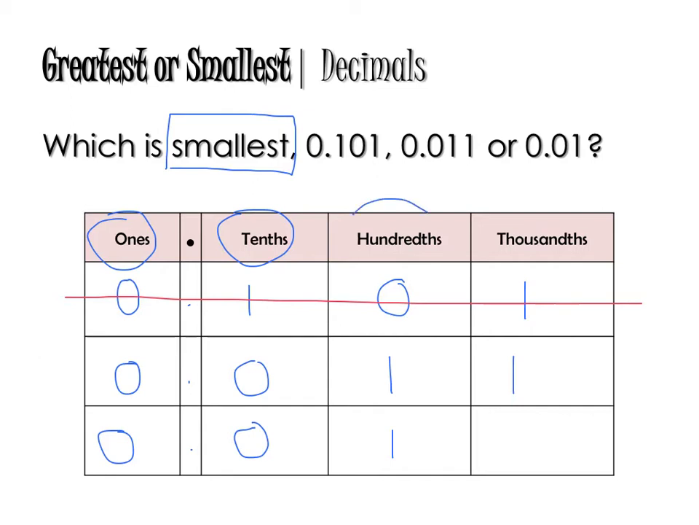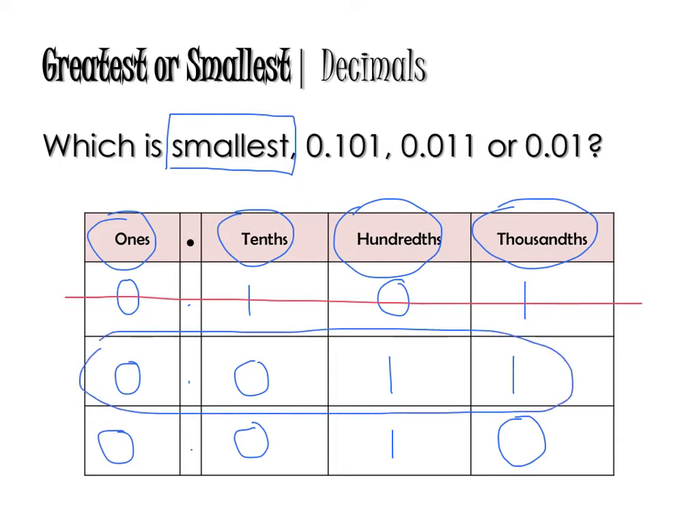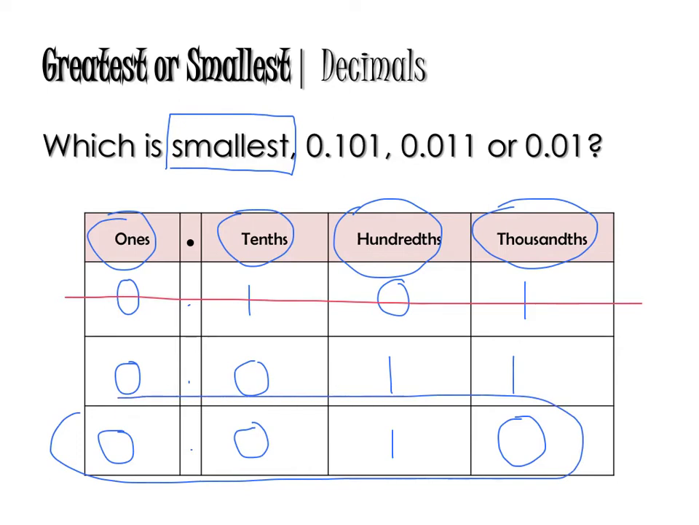Next step, look at the hundredths place. Because both are 1, there's no comparison. So finally, let's look at our thousandths place. Now this will definitely give us the answer. So this is 1, but what is this here? Because this is empty, this is actually a 0. Okay, so that tells me that because this is 1, 0.011, sorry, my mistake, because this is 0, 0.01 is actually the smallest. So the smallest is 0.01.